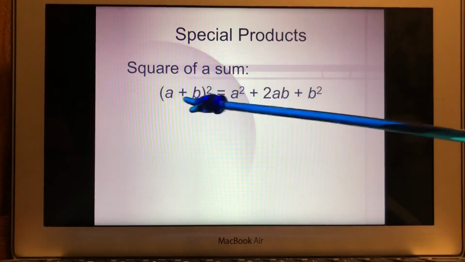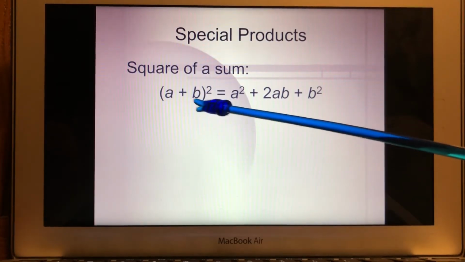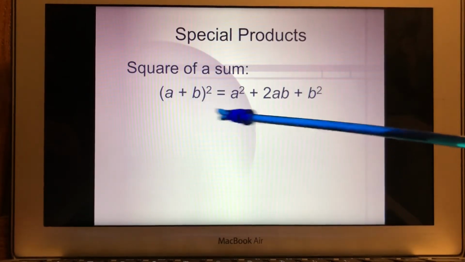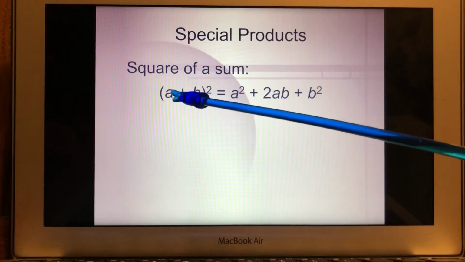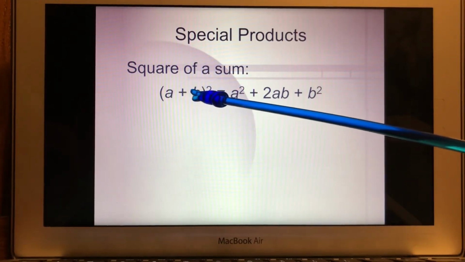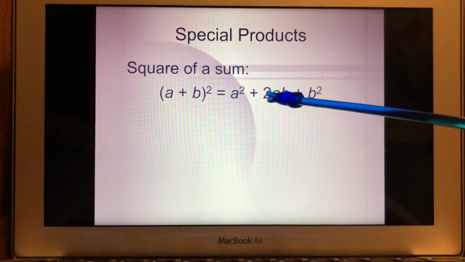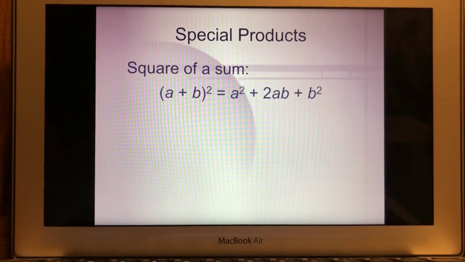The square of a sum. Okay, if it's a plus b, and I'm going to square that, then it's the first term squared, the two terms multiplied together times 2, and that gives us 2ab. Then the last term squared gives me b squared.